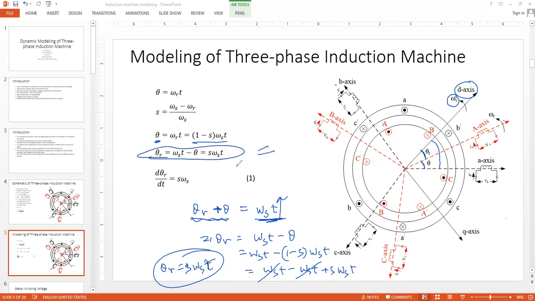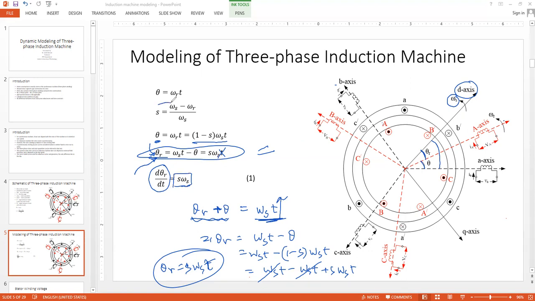So this is what you have here. Next, if we want to have the dynamic model for this theta r, simply you take the time derivative. We are looking for the dynamics of theta r with respect to the time variable. So simply you take the first time derivative on the left-hand side, and you do the same on the right-hand side. So t would be cancelled. Simply you will get d theta r over dt is simply s into omega s.